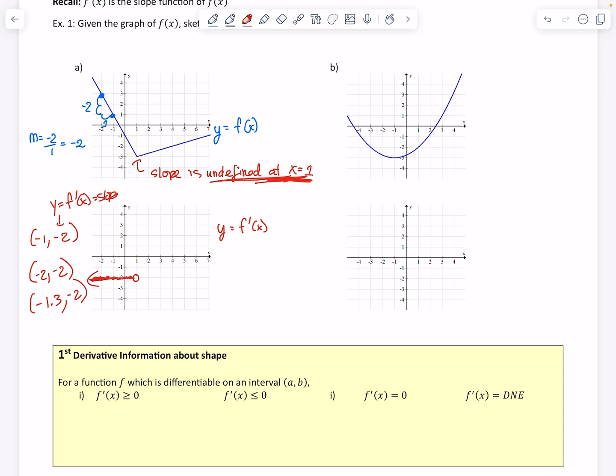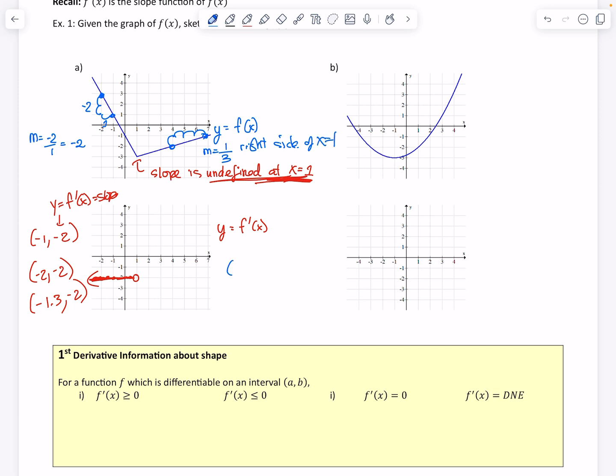On the right side of x equals 1, we also have a line, so the slope is going to be the same everywhere on that line, on the right side of 1. So we're going to pick 2 points. I'm going to pick these 2 points to find the slope. Up 1, right 3. So slope equals 1/3 on the right side of x equals 1.